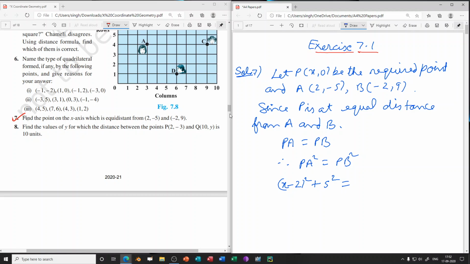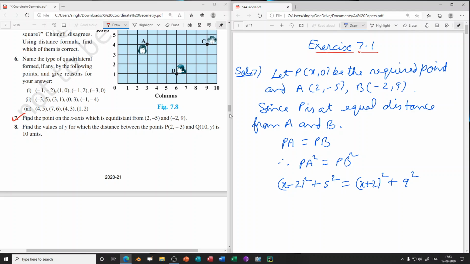Same way we will follow the method for PB square. We find the difference of the x coordinates, that is x minus -2, so that is (x plus 2) whole square, plus the difference of the y coordinates, that is 9 minus 0, so 9 square.